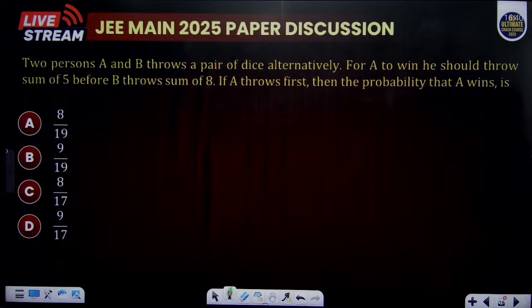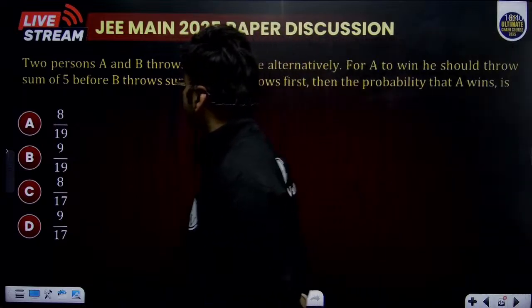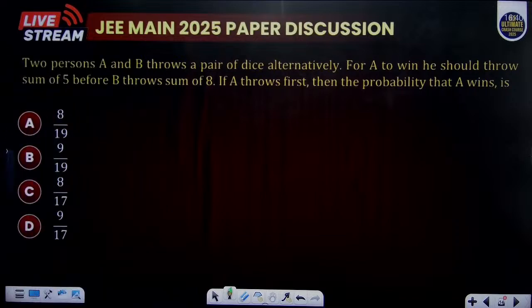Moving on to the probability question. Two persons A and B throw a pair of dice alternately. For A to win, he should throw a sum of 5 before B throws a sum of 8.